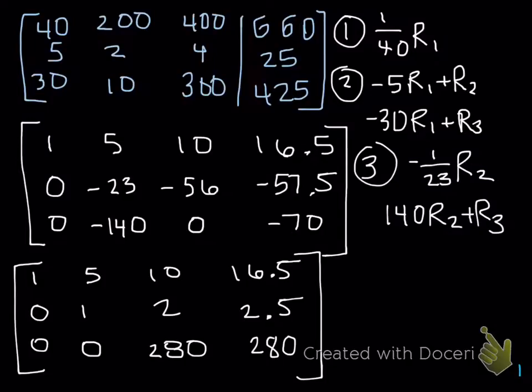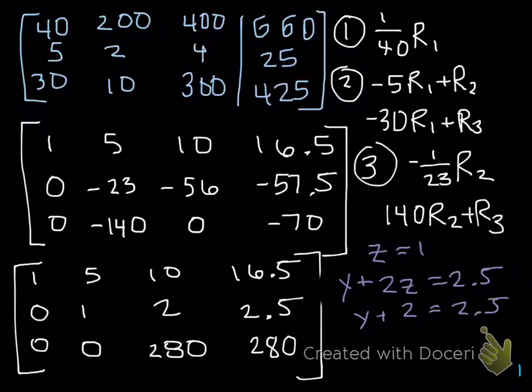So I could multiply this final row by 1 over 280, but it's very clear that z is going to be equal to 1, so it'll be 280z equals 280, so z equals 1. So I know that much. Then I go back and I would say y plus 2z equals 2.5. And z is 1, so we'll get y plus 2 equals 2.5. So we know y equals 0.5.